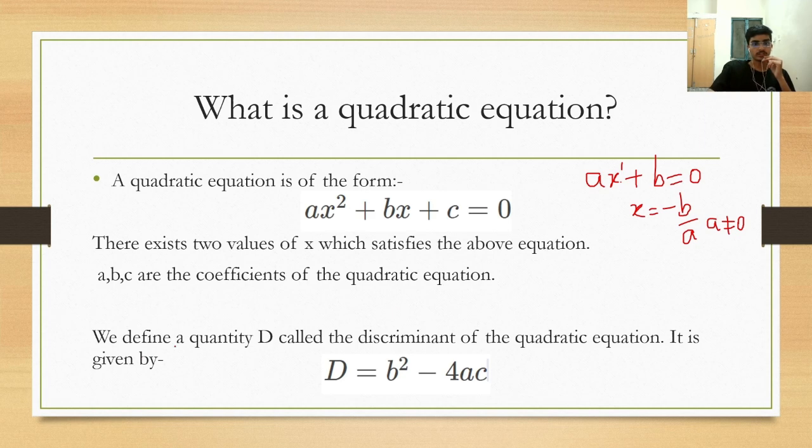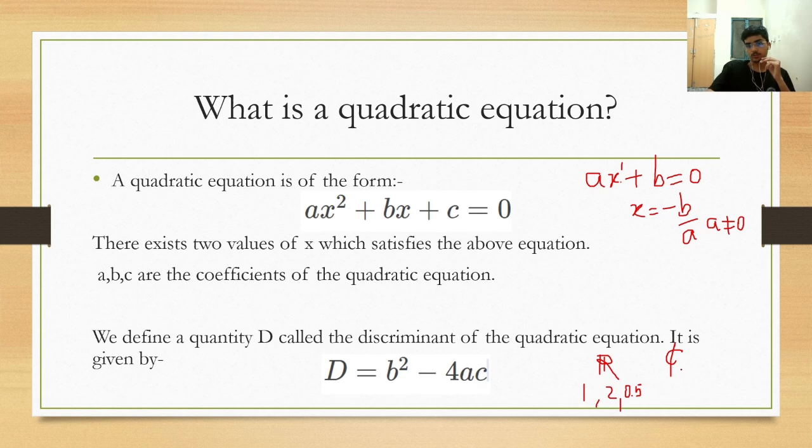Now let's define a quantity D. This D is a very important quantity in determining the nature of the roots. There are two types of numbers, complex numbers and real numbers. You might be aware of real numbers. They are basically those numbers without a complex part, like 1, 2.5. These are all real numbers.